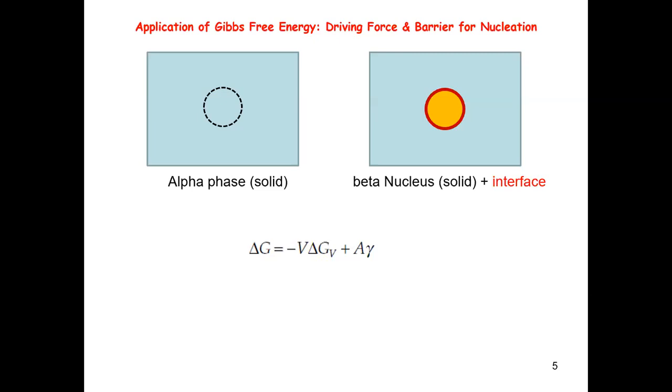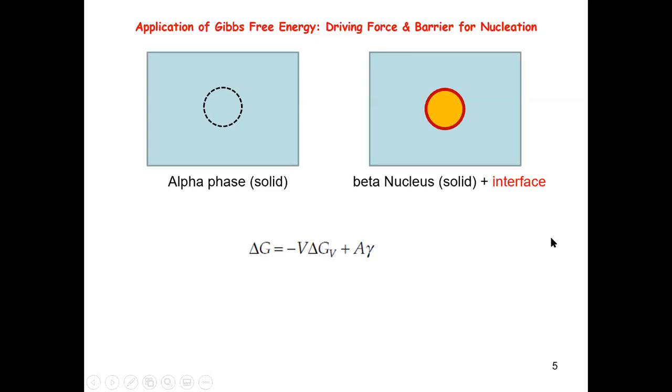First, we look at homogeneous nucleation. I basically use the same diagram I used for homogeneous solidification, nucleation for solidification. But now the difference is that here the blue illustrates the alpha phase, and it's a single crystal. So I have an alpha phase single crystal, and now I create a beta nucleus, which is a solid, a solid nucleus with an interface. Okay, so this is our setup.